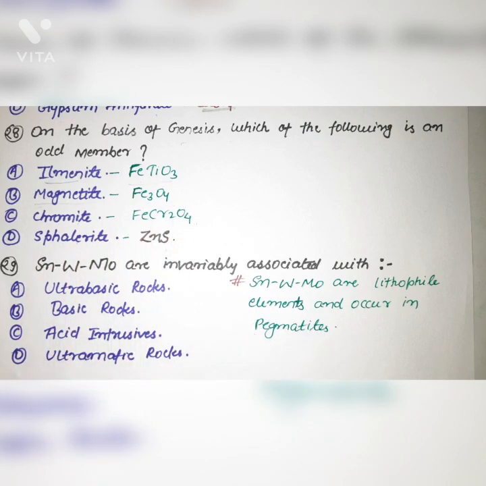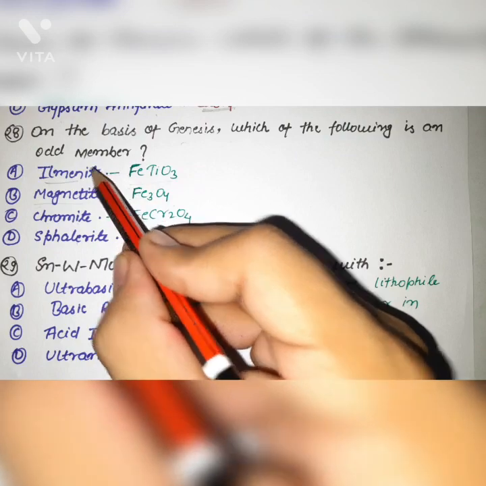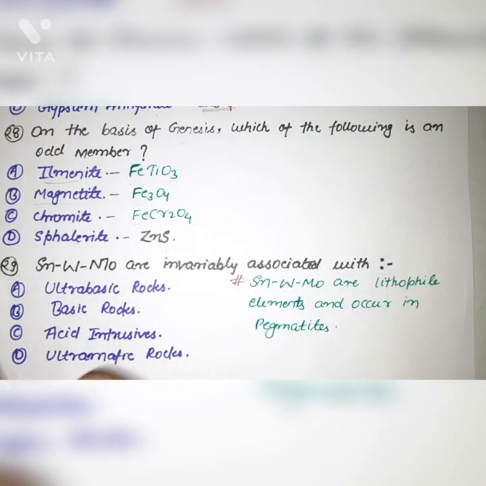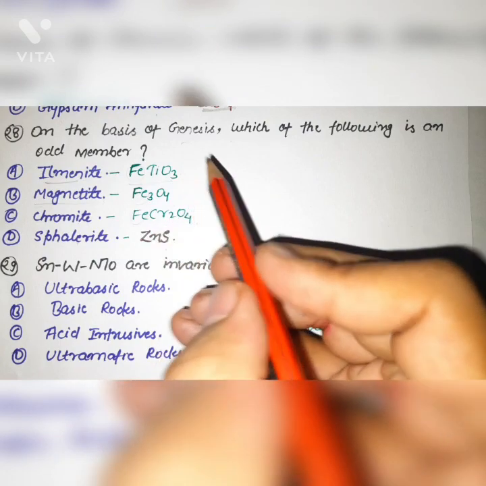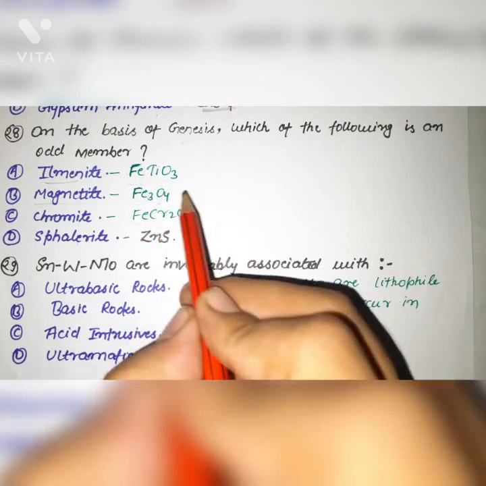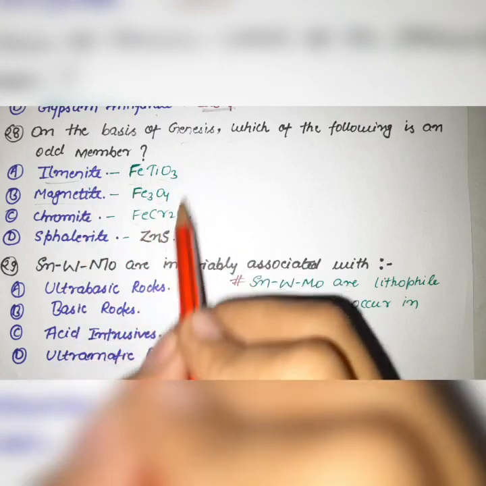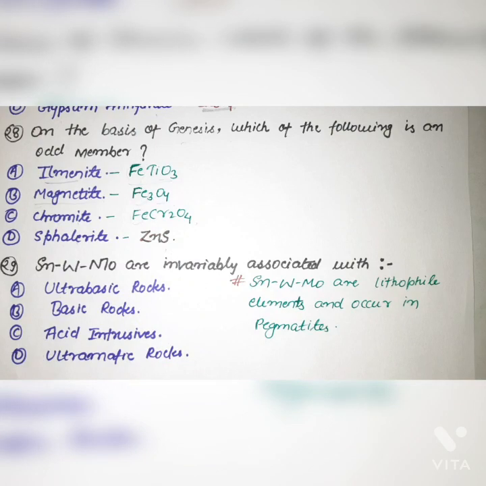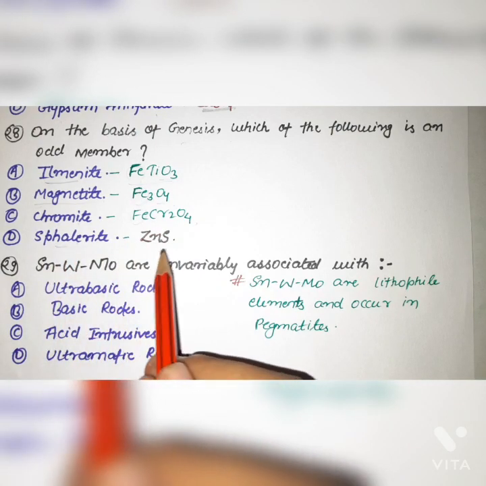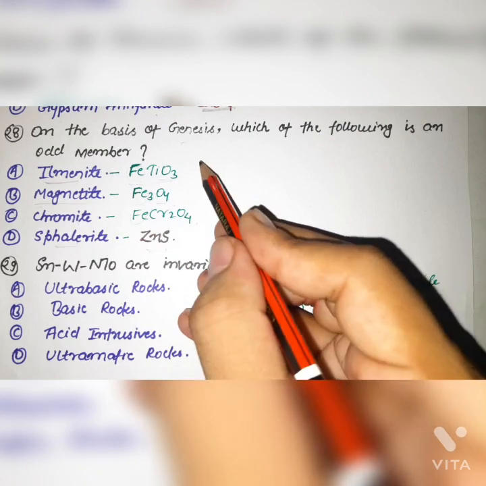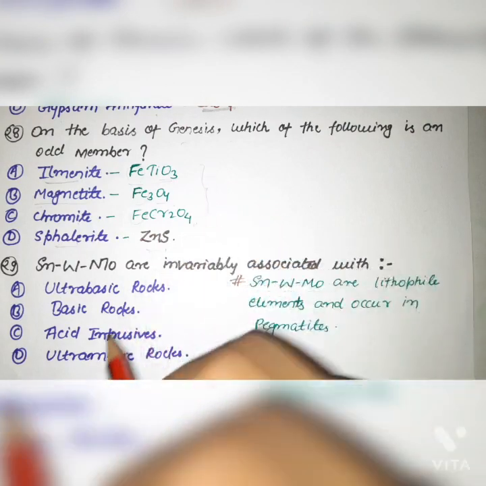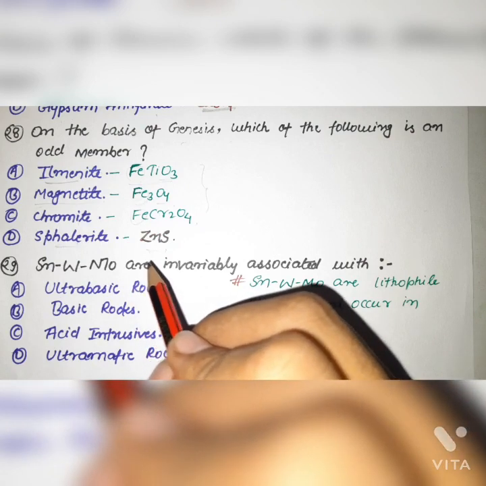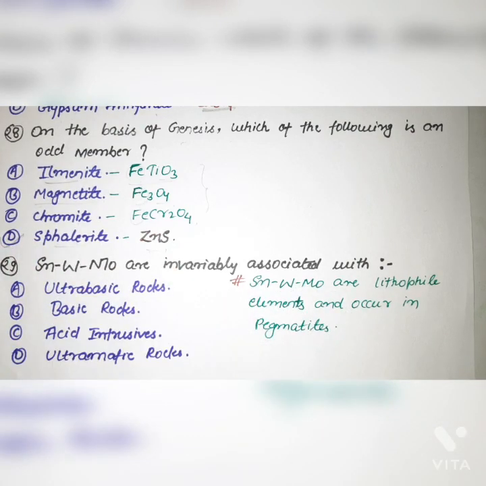So first of all, one thing to be noticed is that ilmenite, magnetite and chromite all have Fe in them. And the second thing that you can observe is that these three are all oxides. Ilmenite is FeTiO3, magnetite is iron oxide and chromite is iron chromium oxide. While sphalerite is a sulfide. So clearly you can distinguish among these with the help of their composition, or you can say their genesis. So the correct answer of this question, which is the odd member, will be sphalerite.